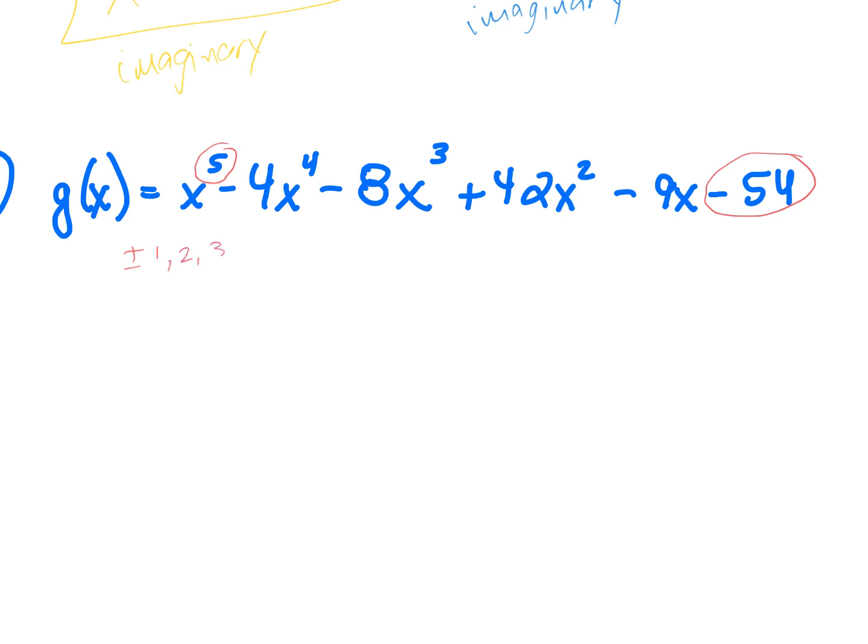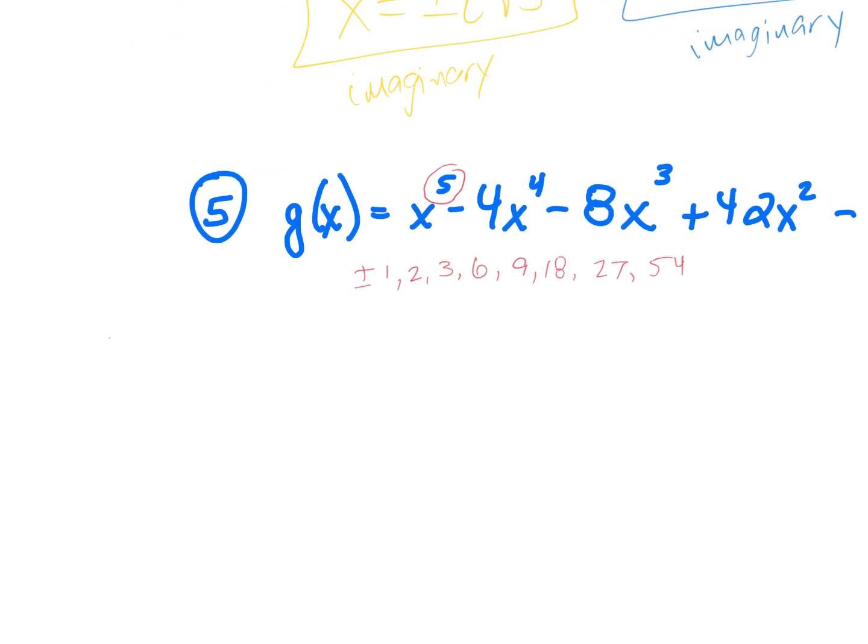1, 2, 3, 6, 9, 18, 27, 54. If you can't do them in your head, that's fine. You have pen and paper, write it down. How do you know that 3 goes into 54? Adam, what's 5 and 4? 9. If 3 goes into 9, then 3 goes into 54.